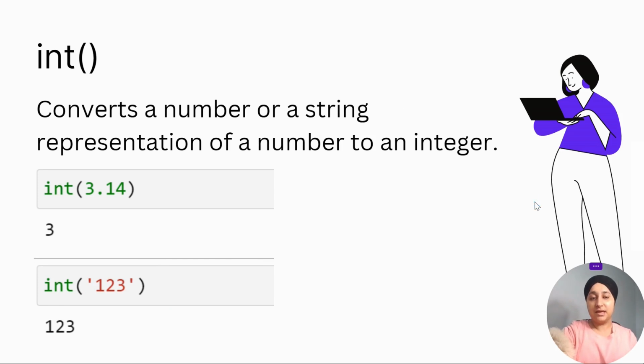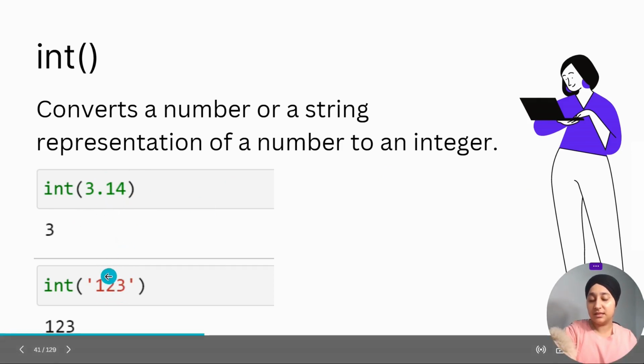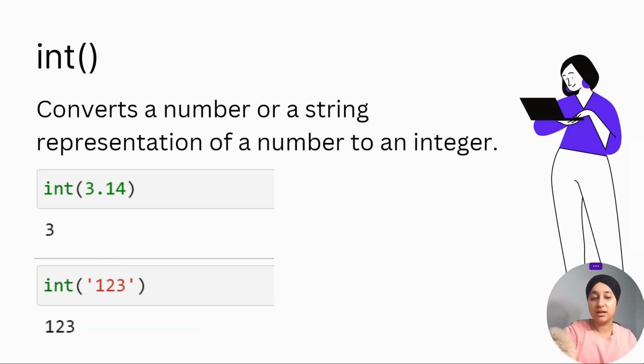So the int function converts a number or a string representation of a number to an integer. So int function basically converts anything to integer. Here we are passing a floating value, this is a float value, and the int method is simply converting it to integer. Here this is a string, and the int method is converting a string to integer as well.